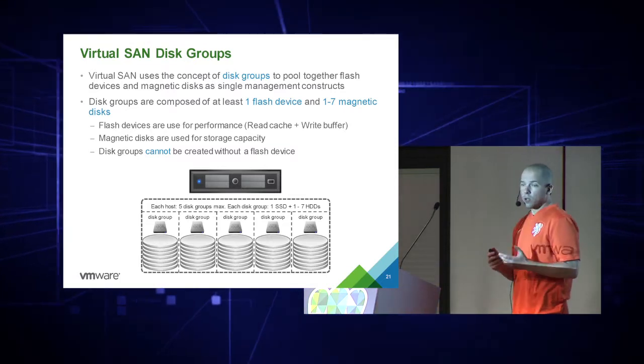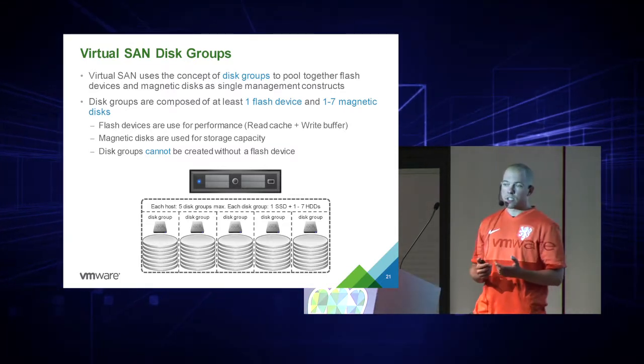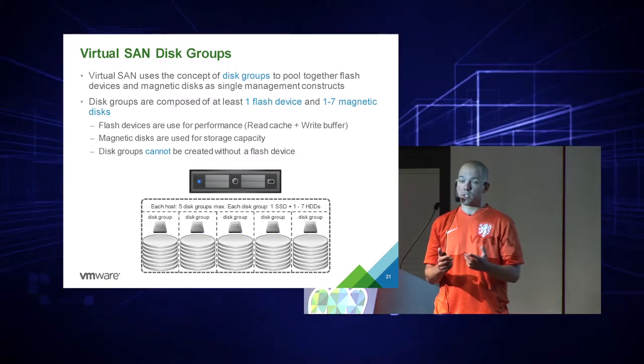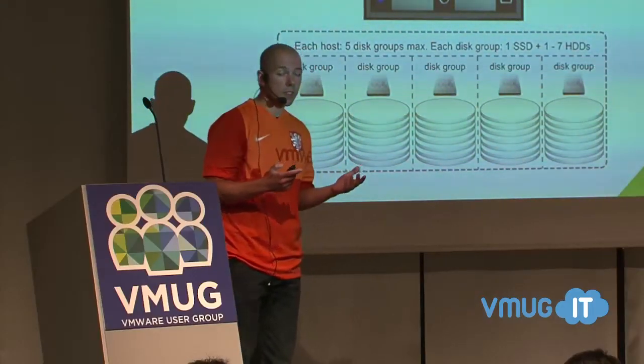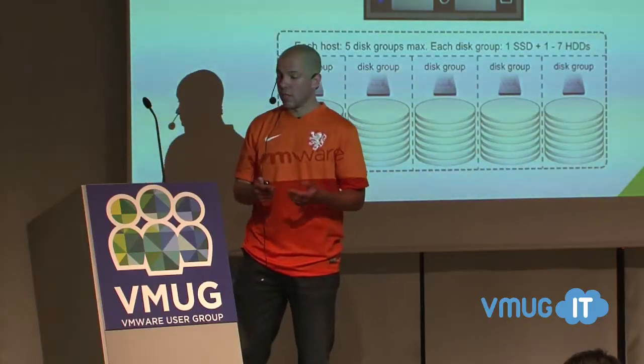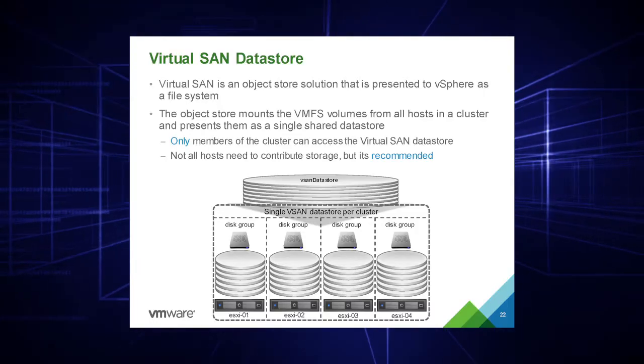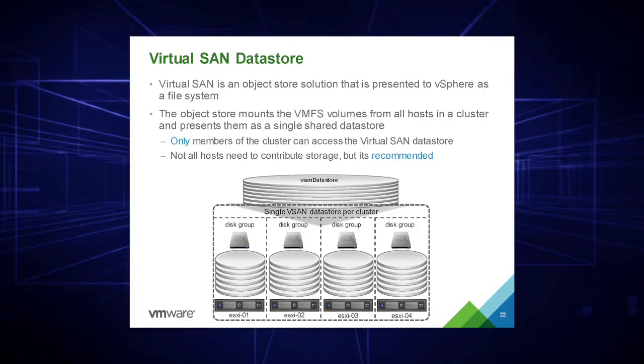A disk group basically is a logical construct. It's a pool of disks in a local host. So a single host has an X amount of disks, that could be 1 to 7 disks and one flash device, and that forms a disk group. That disk group allows you to store virtual machines on top of a vSAN data store. Each of your hosts will have at least one virtual SAN disk group, and all of these disk groups form a virtual SAN data store.